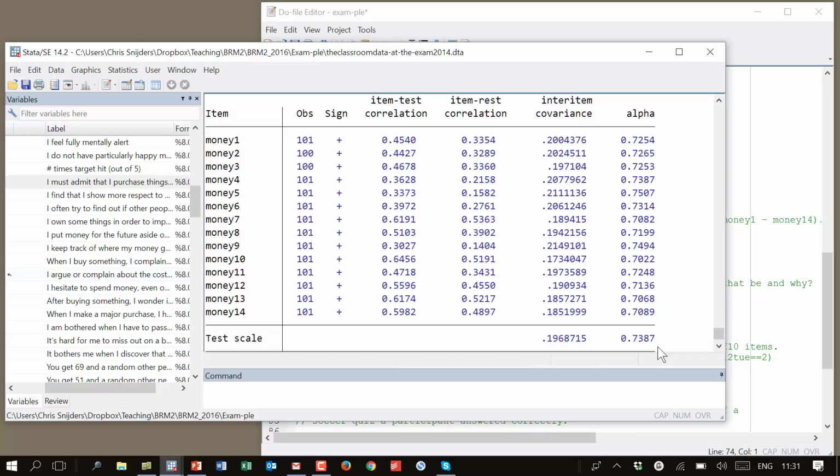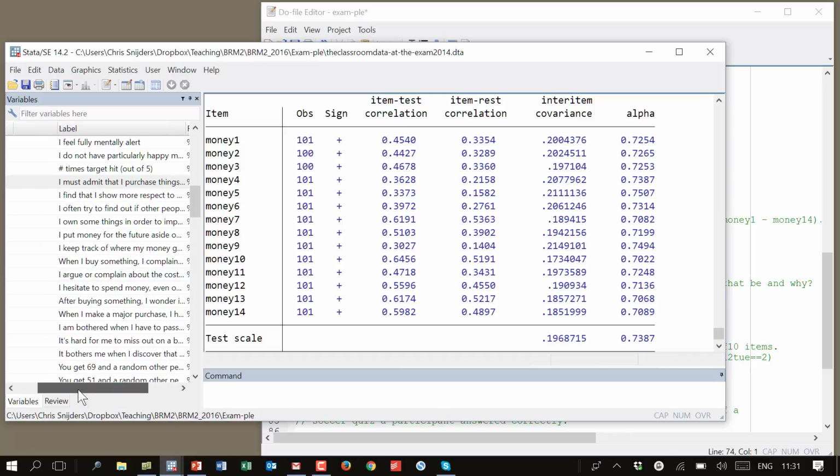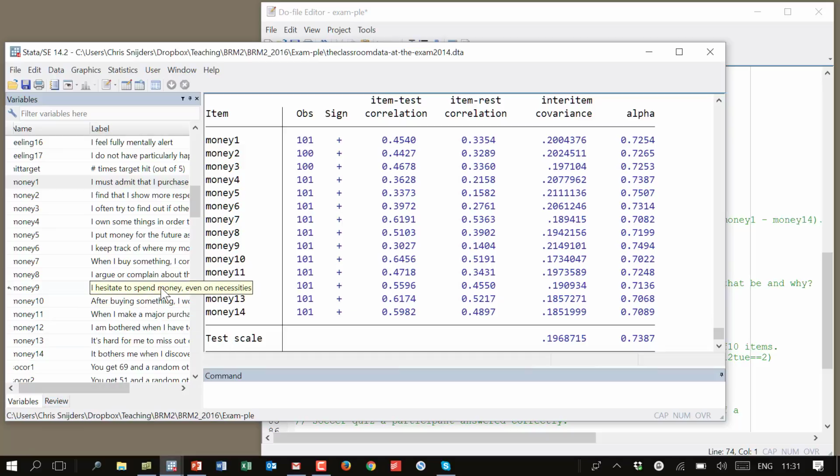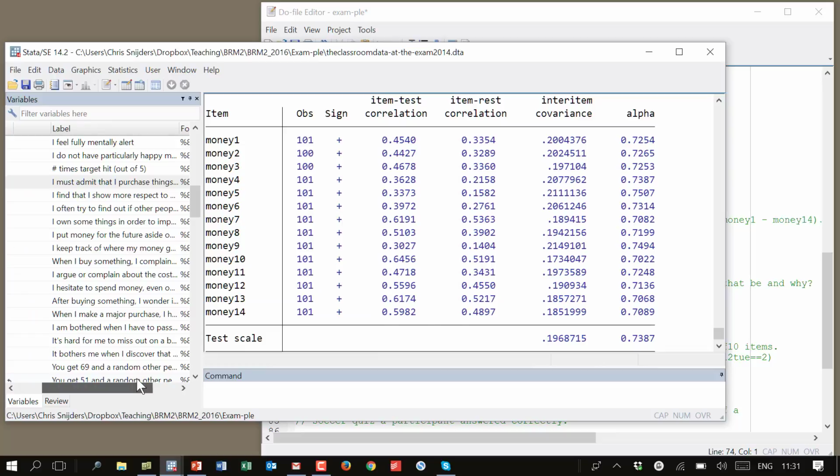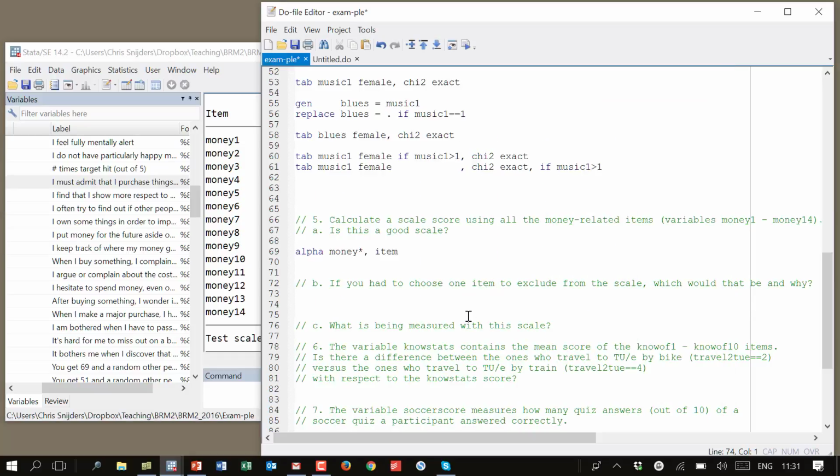For small differences, even though leaving out the 5 would be better in terms of that alpha value, if you understand better leaving out 9, because that is such a weird question, I hesitate to spend money even, no, it sounds pretty obvious to me, but if that would be sort of a weird question, that would also be an argument to leave it out. So 5 or 9.